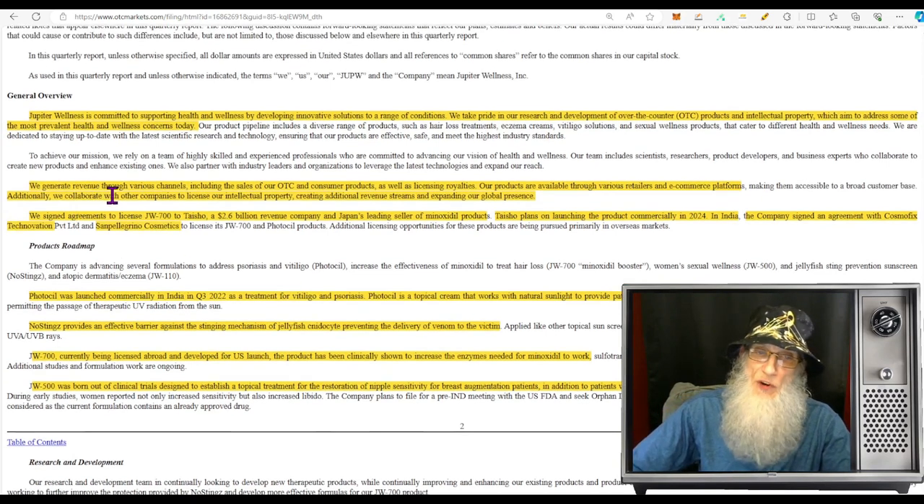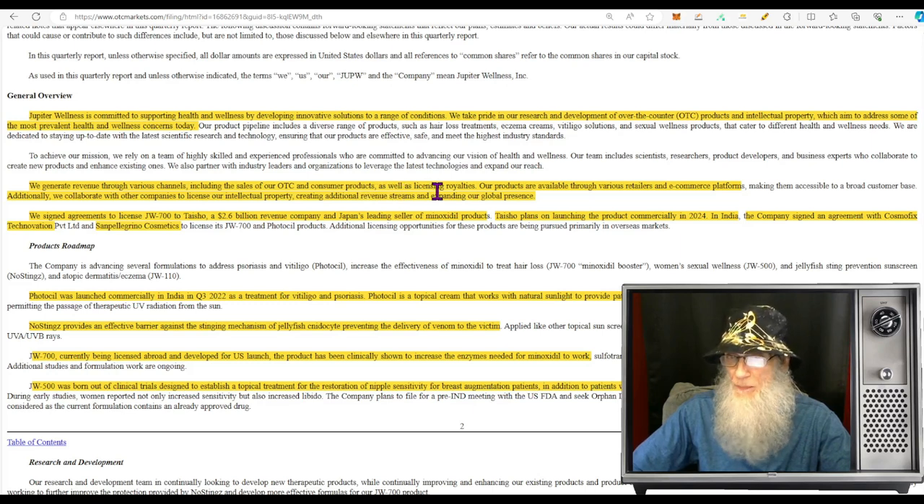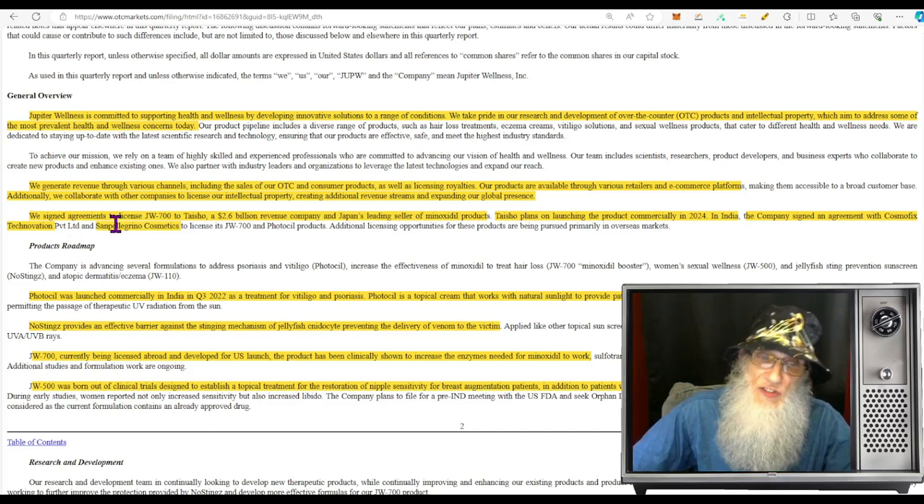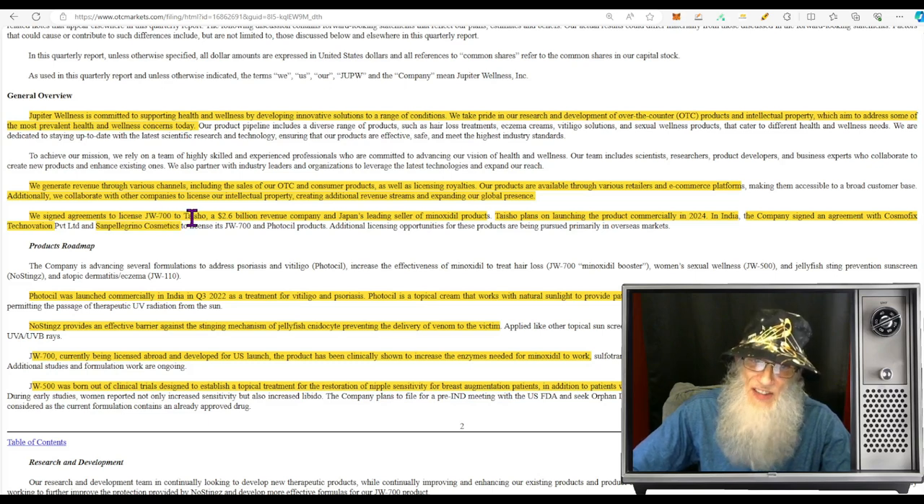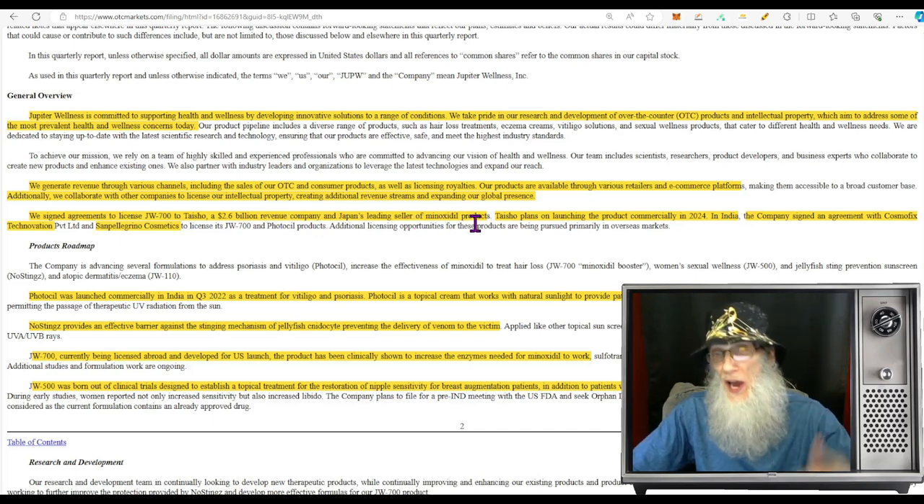We generate our revenue through various channels, including the sales of our over-the-counter and consumer products, as well as licensing royalties. Our products are available through various retailers and e-commerce platforms. Additionally, we collaborate with other companies to license out our intellectual property, creating additional revenue streams and expanding our global presence. Currently, we have signed some agreements to license JW700 to Taisho, a $2.6 billion revenue company and Japan's leading seller of minoxidil products, Rogaine.